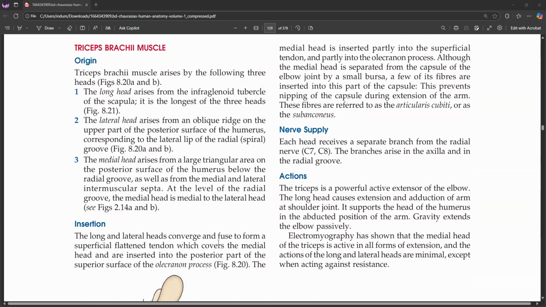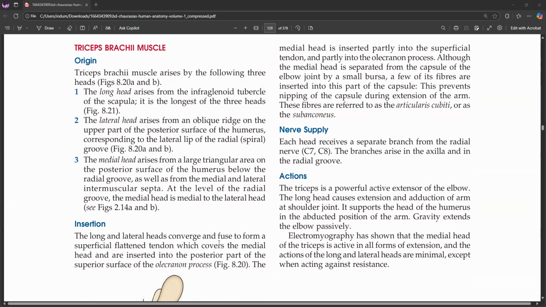Triceps brachii muscle. Origin. Triceps brachii muscle arises by the following three heads, figures 8.20a and b. Number 1. The long head arises from the infraglenoid tubercle of the scapula. It is longest of the three heads, figure 8.21.